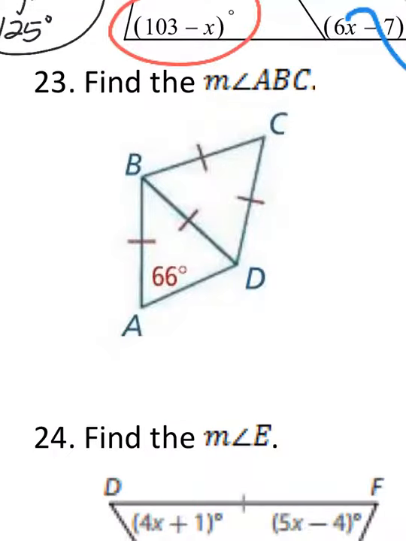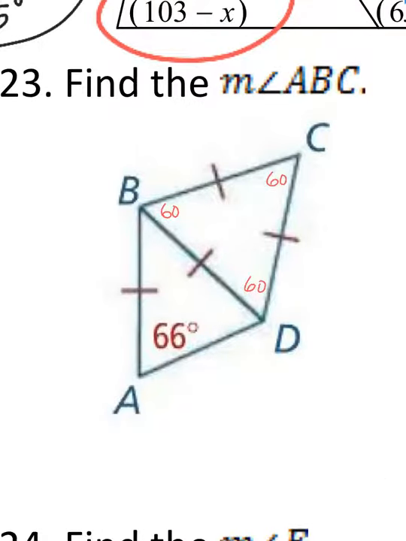Problem number 23. Since triangle BCD is equilateral, we also know that all the angles measure the same, and since they add up to 180, if we divide by 3, each one is 60. So this will help us when finding out the measurement of angle ABC. By the way, we're looking for angle ABC.